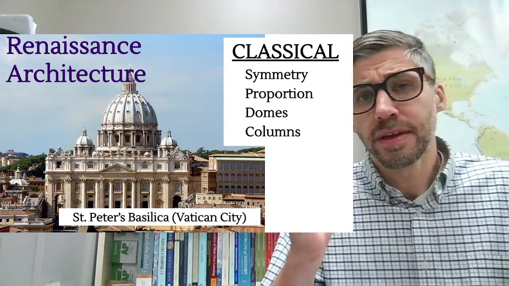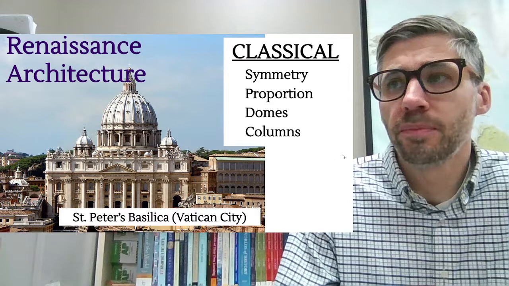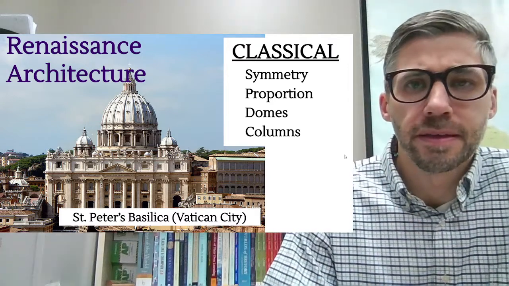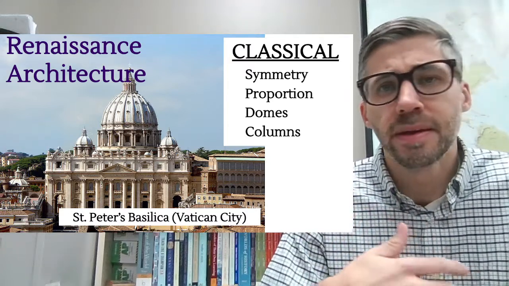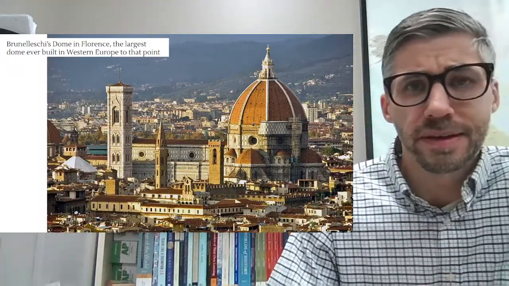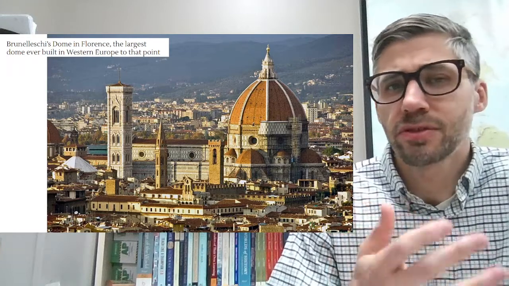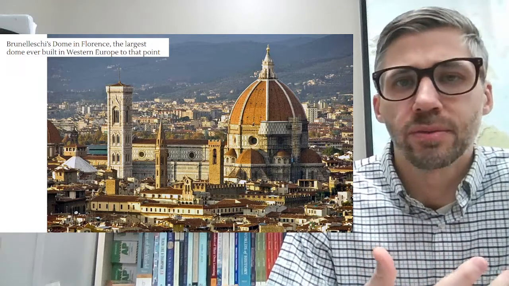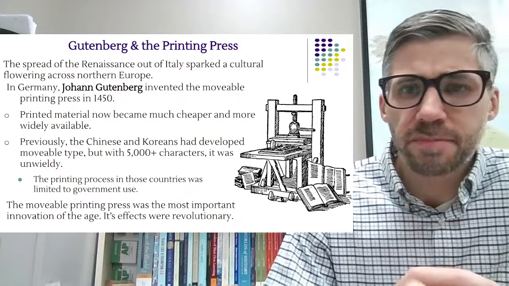Renaissance architecture, again, calls back to the Greeks with the columns, the Romans with the dome, sort of symmetry, strength. It's calling back to the greatness from the continent of Europe from the classical age. Brunelleschi's dome in Florence was the largest dome ever built in Western Europe up to that point. Again, we're starting to see real remarkable art and accomplishment coming out of Western Europe during this Renaissance period. Okay, one or two last pieces.